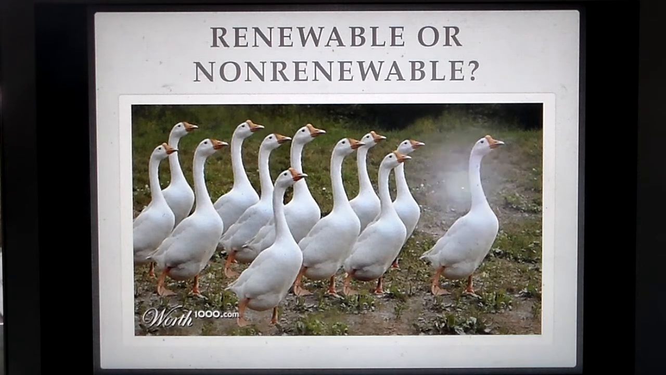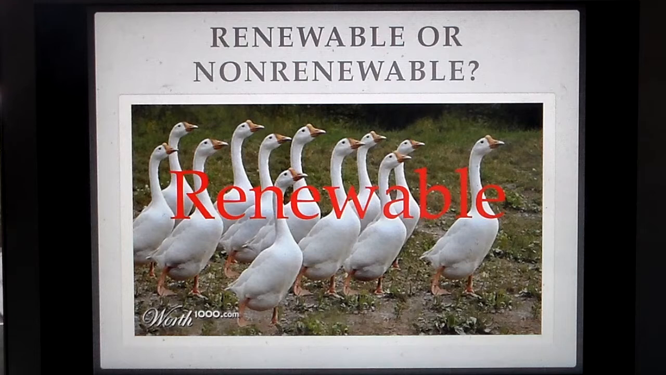A gaggle of geese is a renewable resource because they will grow again within a human lifetime.